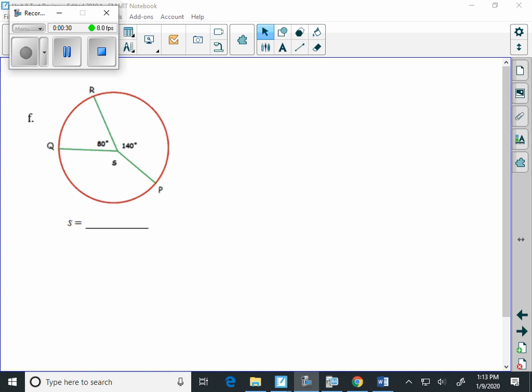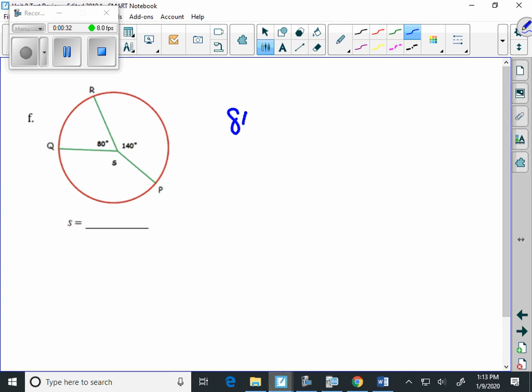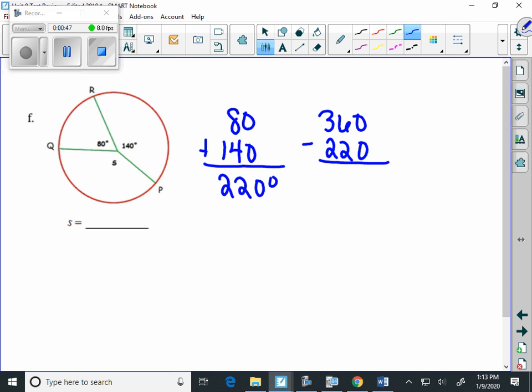So all that we need to do is take 80 plus 140 and add those two together. Then we can take that value and subtract it from 360. That's going to give us our value for S, which is 140.